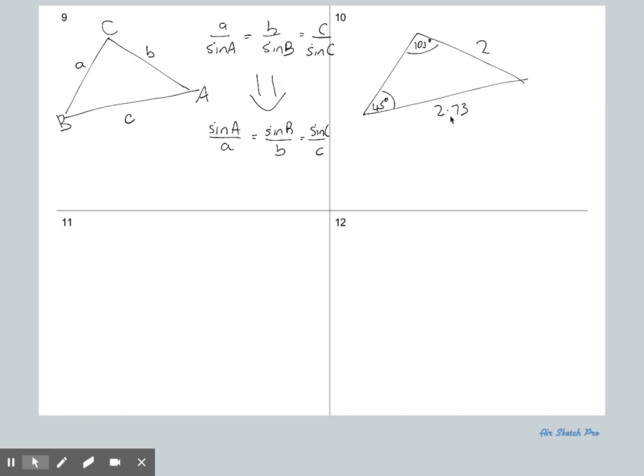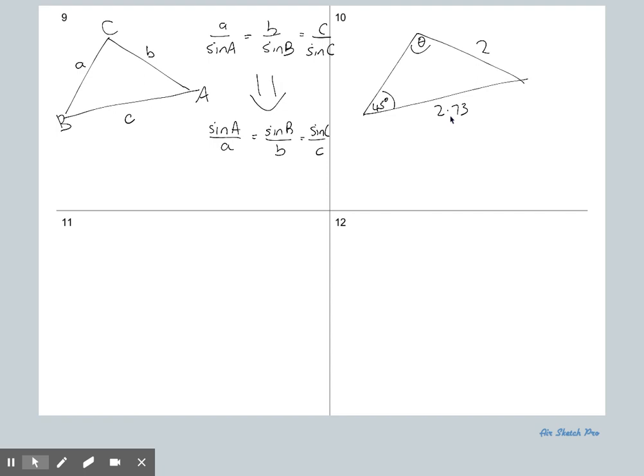And just for the sake of argument, let's imagine we didn't know the angle above here. Does it not look like a 2? No, I was making sure. Okay, so we know it's going to be 105, but let's imagine we don't know it's 105. Then we should be able to work it out using the sine rule.